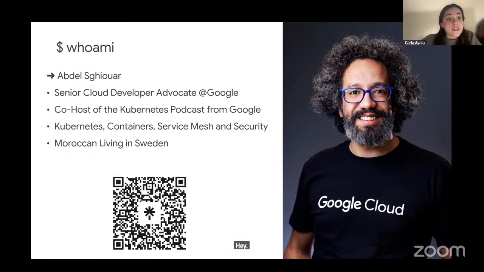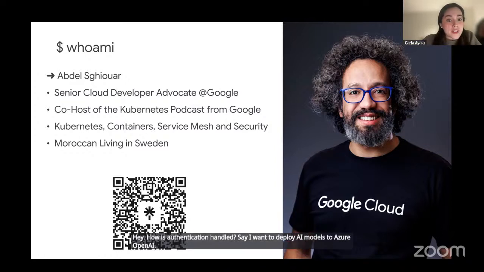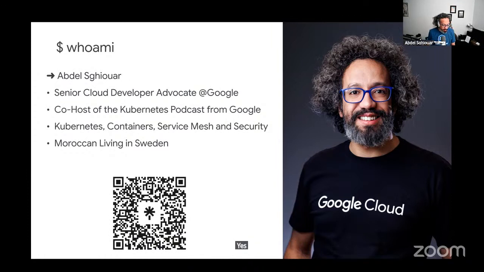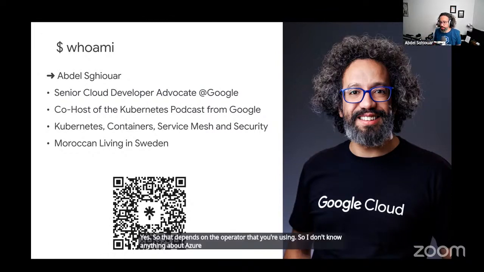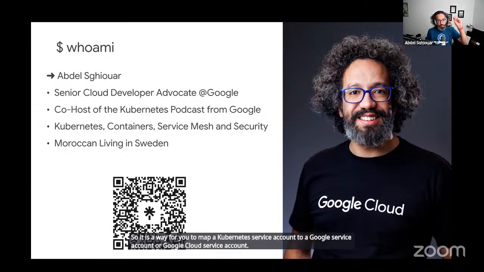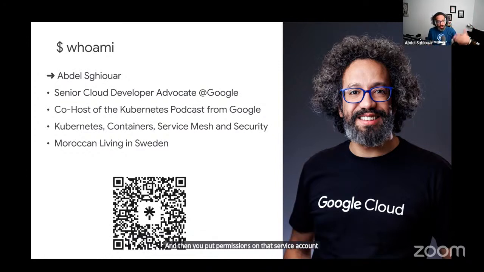How is authentication handled? Say I want to deploy AI models to Azure OpenAI. How will Kubernetes log into Azure? Yes. So that depends on the operator that you're using. I don't know anything about Azure, so I cannot talk to Azure. But on Google Cloud, we use this thing called workload identity. It is a way for you to map a Kubernetes service account to a Google Cloud service account, and then you put permissions on that service account. So that handles both authentication and authorization.